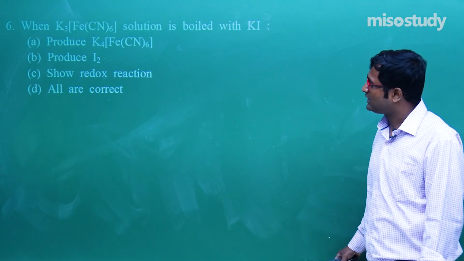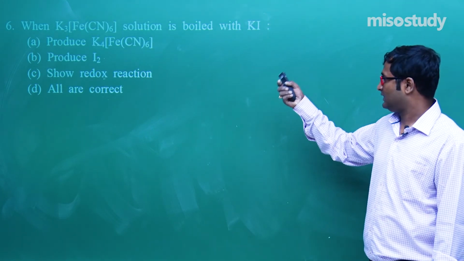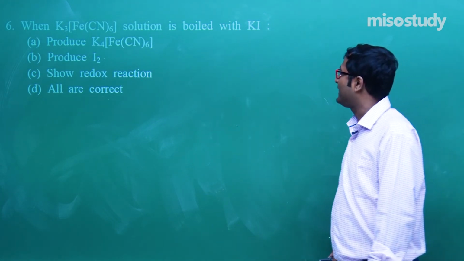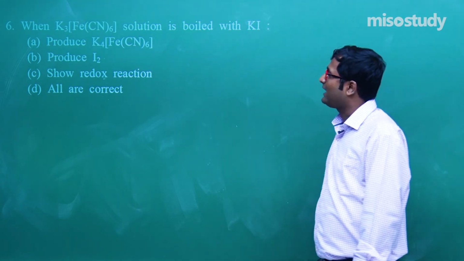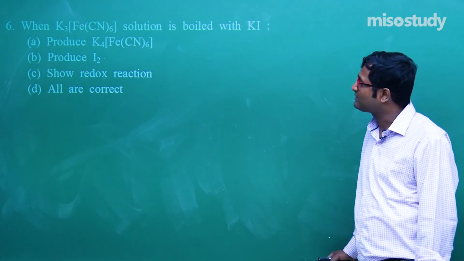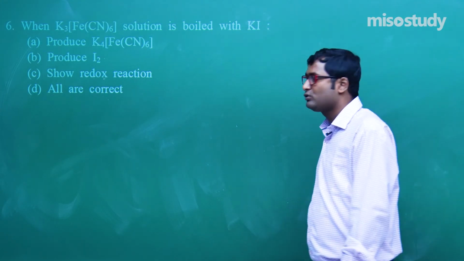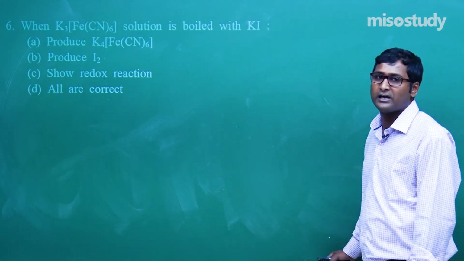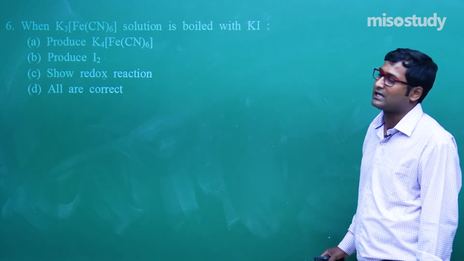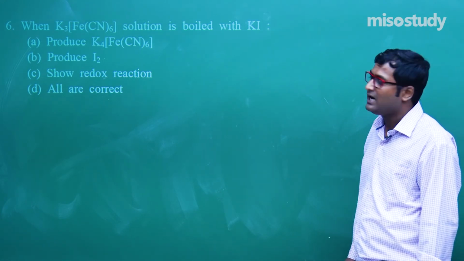Clear? For question number 6, this is an example of a redox reaction. KI is the reducing agent and K3[Fe(CN)6] is the oxidizing agent. So producing K4[Fe(CN)6] is a correct option, producing I2 is a correct option, and redox reaction is a correct option. So all are correct. For question number 6, D is the correct option.